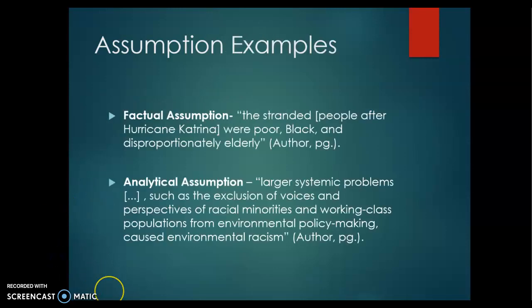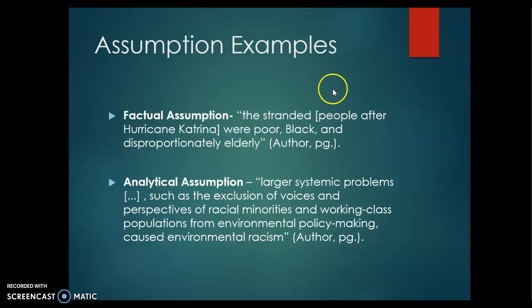Let's look at some examples of this. So a factual assumption here, this is taken from a certain source. It says, "The stranded people after Hurricane Katrina were poor, Black, and disproportionately elderly." Author, page number. This is something we're going to discuss. In APA format, when you make an in-text citation, you will see there usually is the author's last name, comma, page number. And it usually comes after the sentence. It is a direct quote.